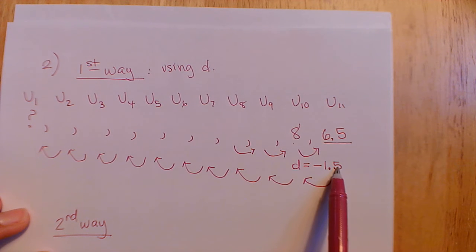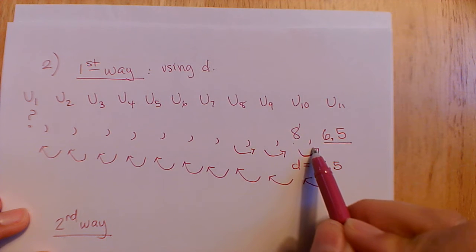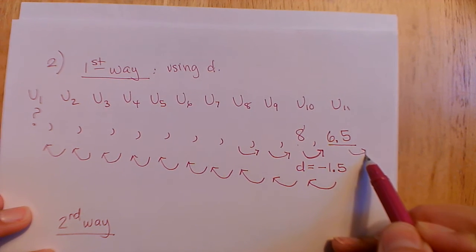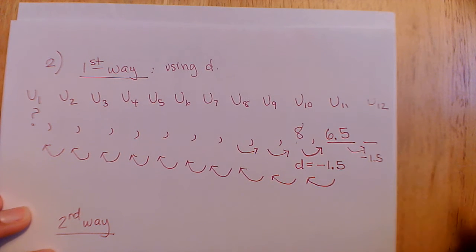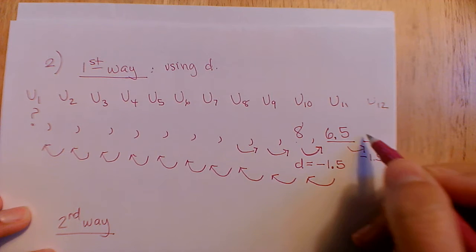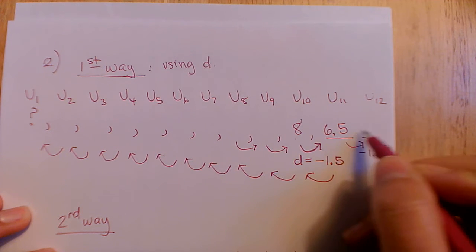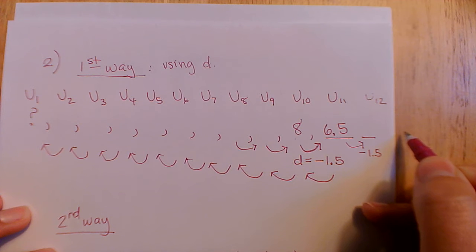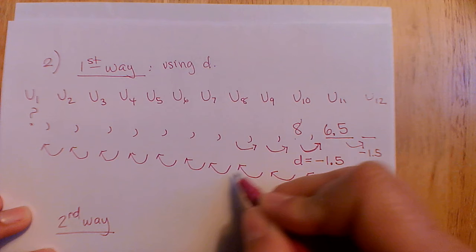So we are going down. From here, when we go down, we're going this way. So in order to get to U sub 12, we would subtract another 1.5. But we don't want to keep going to U sub 13, U sub 14. We don't want to go to the right. What we want to do is we want to go backwards. We want to go to the left.